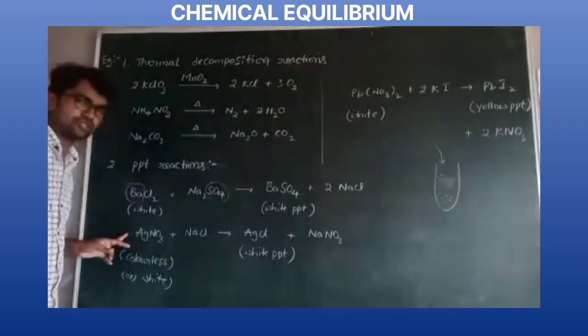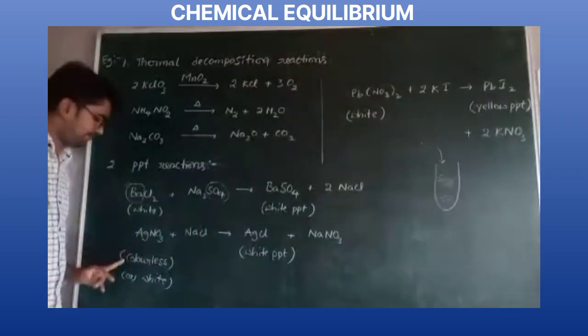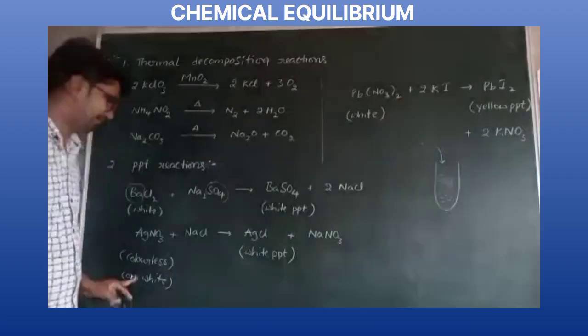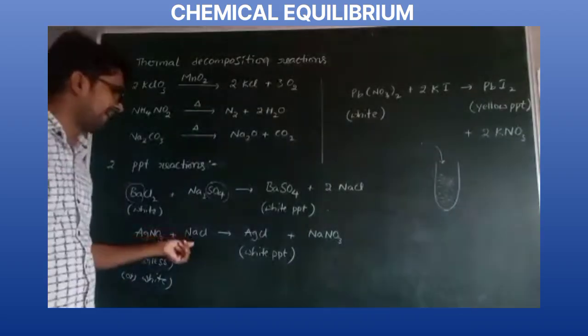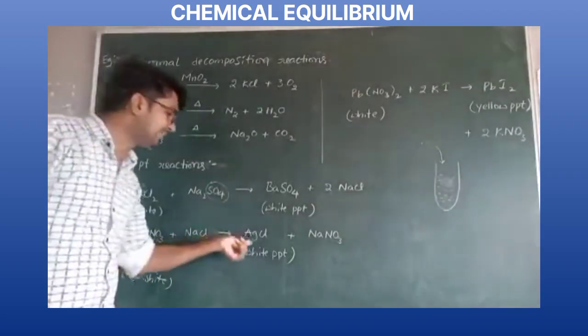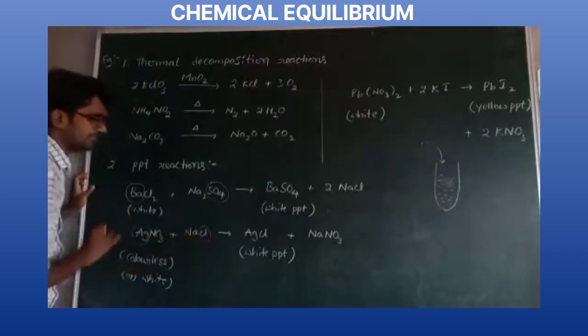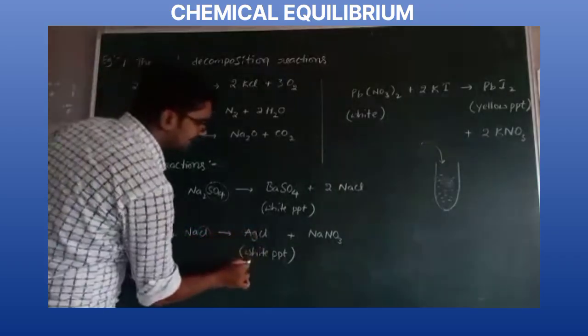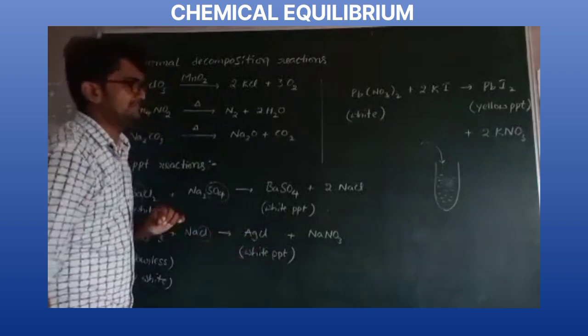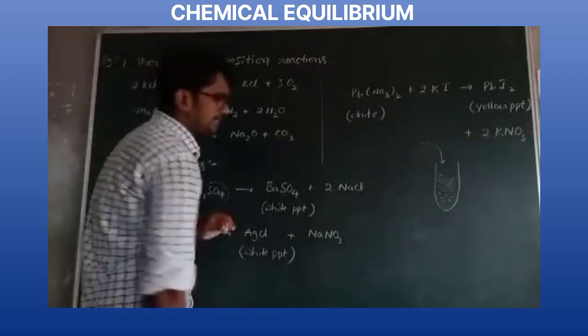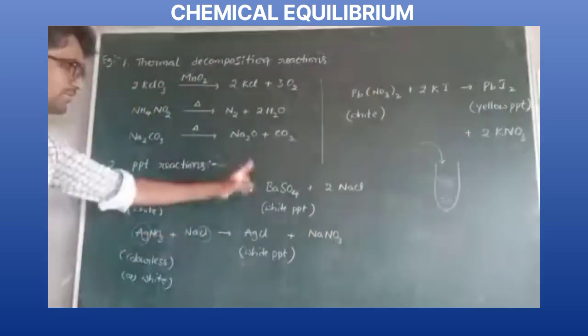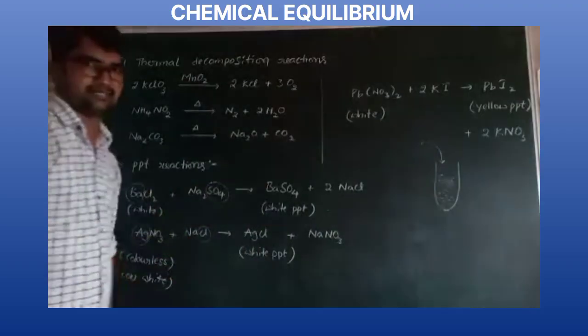Similarly, AgNO3 is also colorless, but sometimes it looks white in color. If AgNO3 reacts with NaCl, it gives AgCl. This Ag reacts with this chlorine to give AgCl. It also forms a white precipitate and also gives NaNO3. So remember these precipitation formulas and colors.